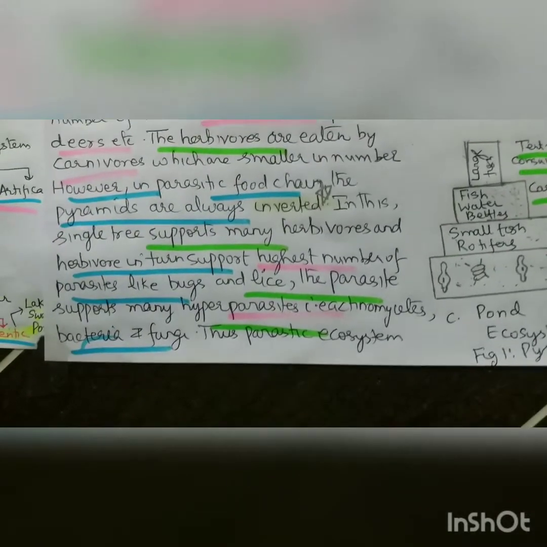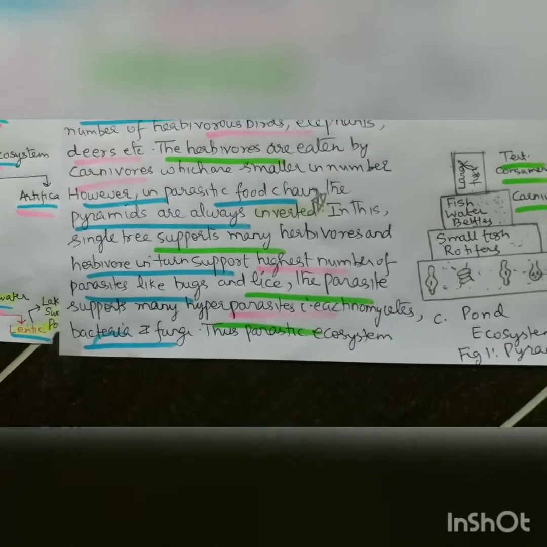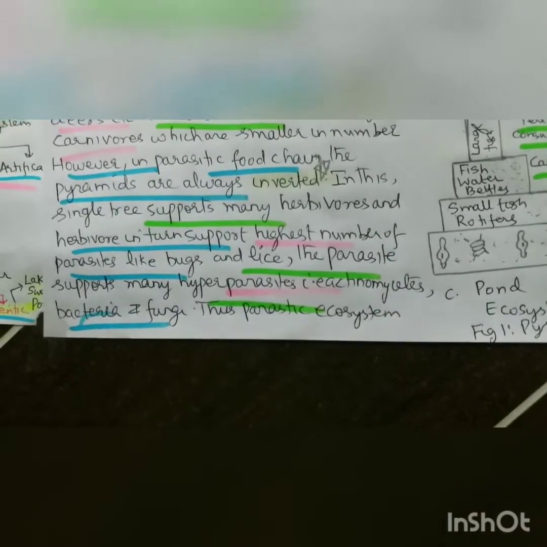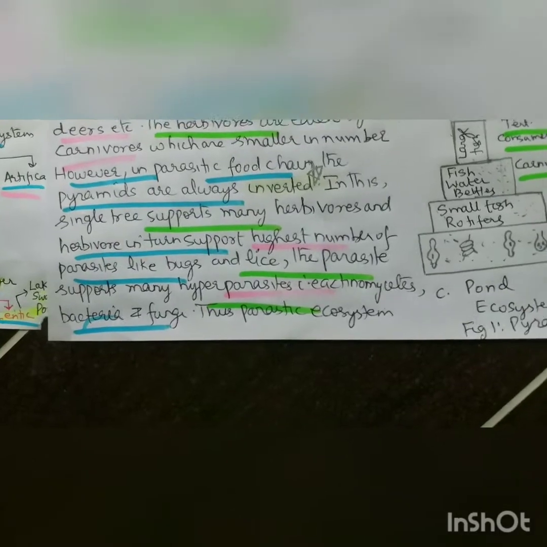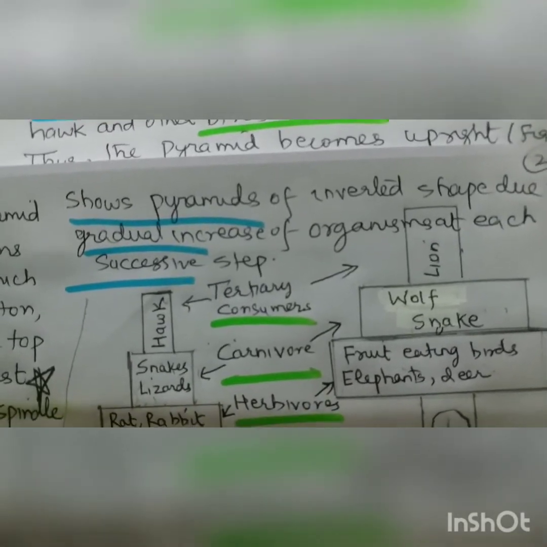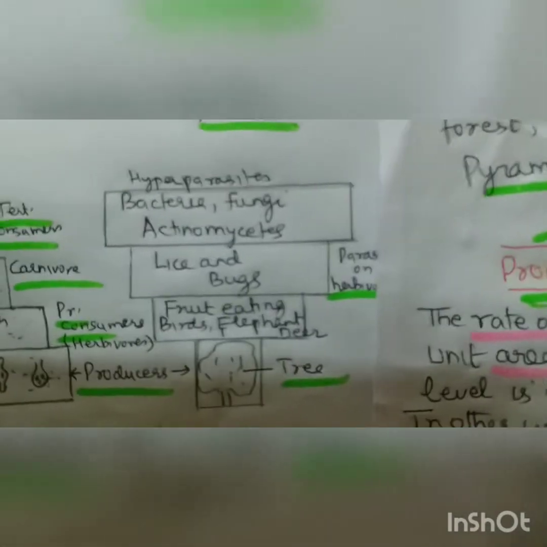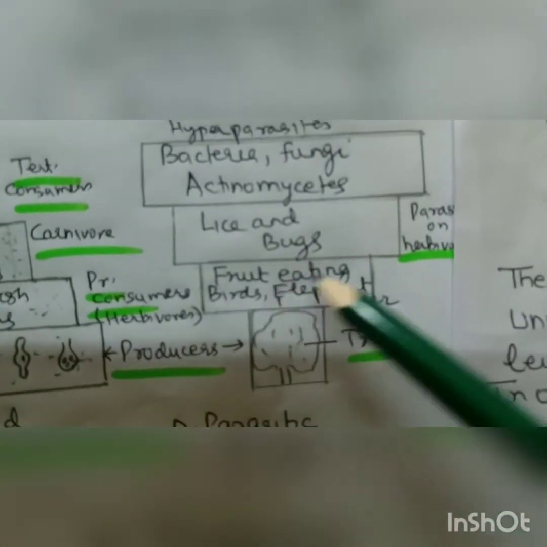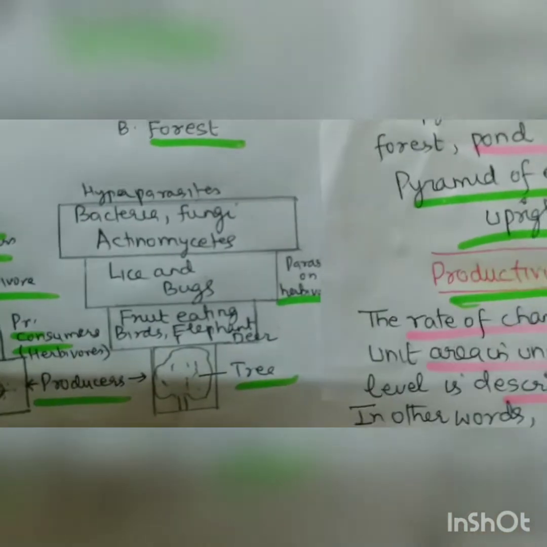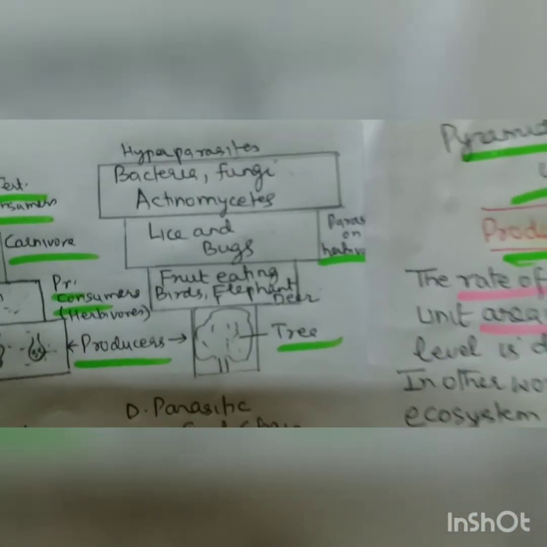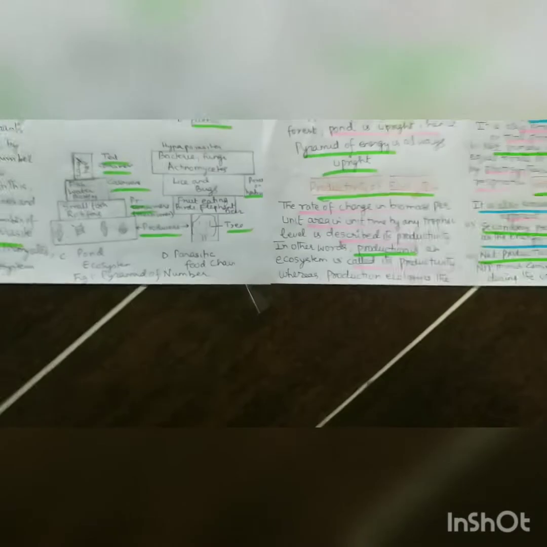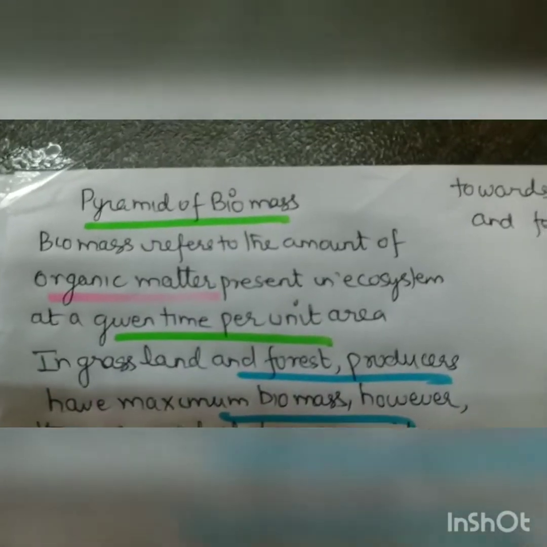And the parasites support many hyperparasites like actinomycete bacteria, and on these parasites there are other parasites which are called hyperparasites. They are crores in number: actinomycetes, bacteria and fungi. Thus, the parasitic ecosystem shows an inverted shape due to the gradual increase of organisms at each level. See, this is parasitic: tree, fruit eating birds, elephant, lice and bugs, the gradual increase, and ultimately bacteria, fungi and actinomycetes, which are called hyperparasites, and that is why the parasitic food chain is inverted in shape.